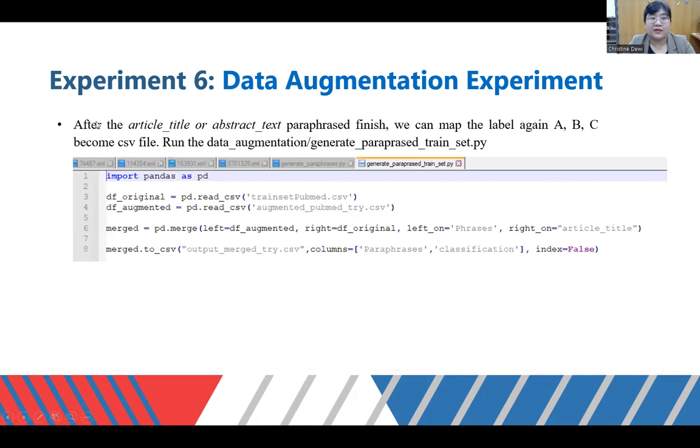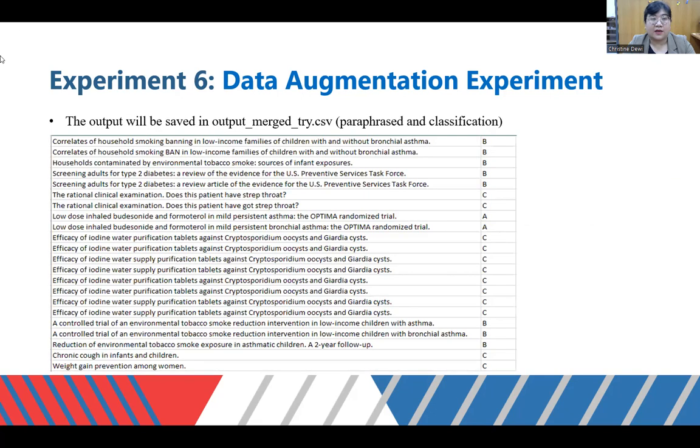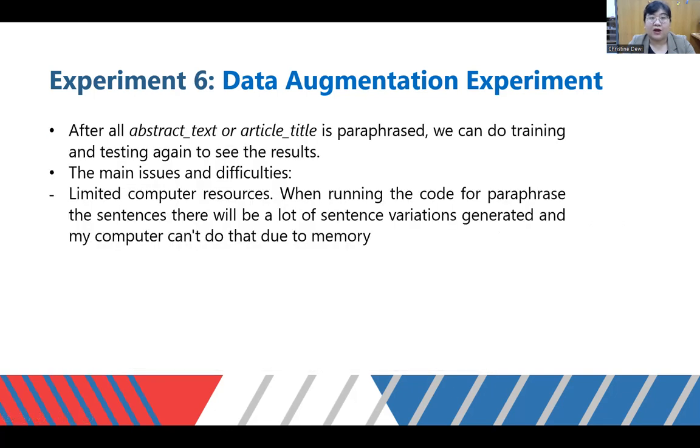After the article title or abstract text paraphrase is finished, we can map the label again, labels like A, B, C, into a CSV file and run the data augmentation to generate the paraphrased trainset. This one is for labeling again, so we can know which one is A, B, C. And the output will be saved in the output merge train CSV like this, paraphrase and classification. After all abstract text or article titles are paraphrased, we can do training and testing again to see the result.